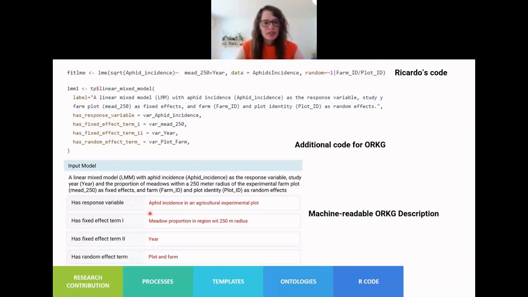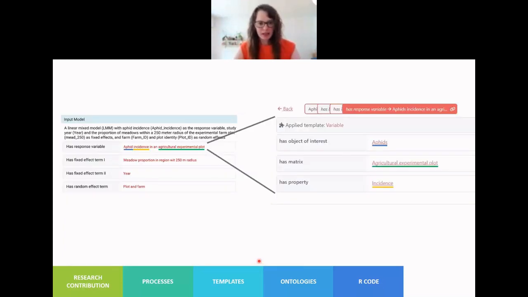And these descriptions in red here are already in machine readable format. So if there was another model from another publication that talked about any of these terms, the ORKG could easily link them and send me all of that related data. And the way we do this is by applying those ontologies that I mentioned earlier.